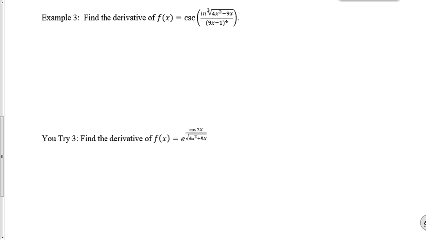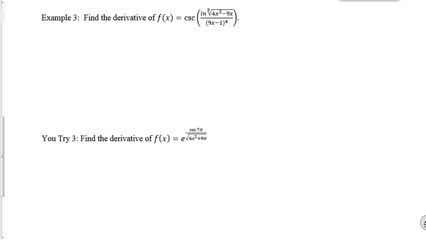So here we are at example 3. Now this one is a little bit different because I have an outside that has nothing to do with the quotient, and my inside is the quotient. Okay, so that's what the difference is in this one. And again, this one I'm going to run out of space.